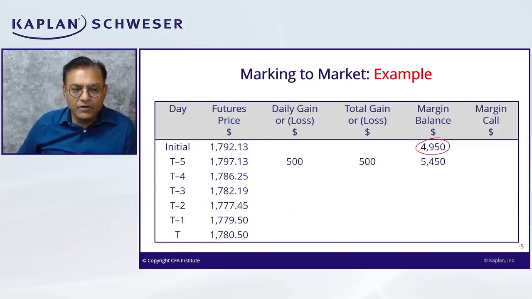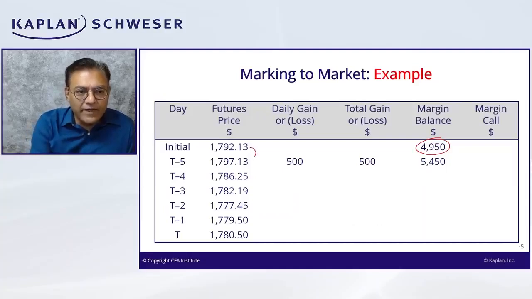All right, now we already know, based on the previous slide, that the first day there was a gain of $5, and so ProCam's margin account got credited with $500. $5 per ounce times 100 ounces gives you $500. That gets added, and so we get 5,450 as a margin balance. No margin call is being made.